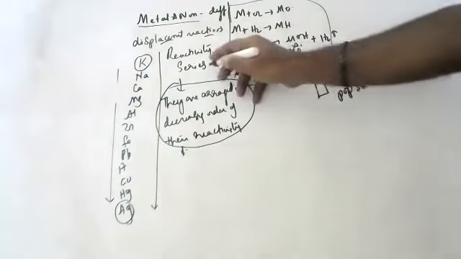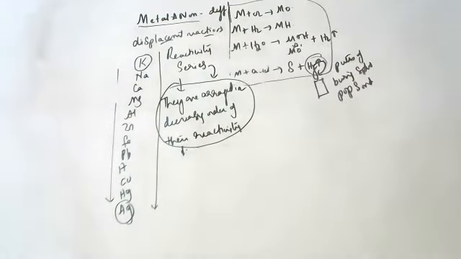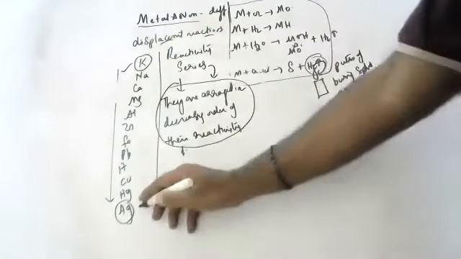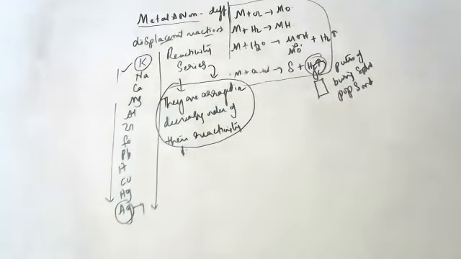What is reactivity series, anyone? Metals are arranged in decreasing order of their reactivity. Which is the most reactive? Potassium. Which is the least reactive? Silver. Potassium and silver.